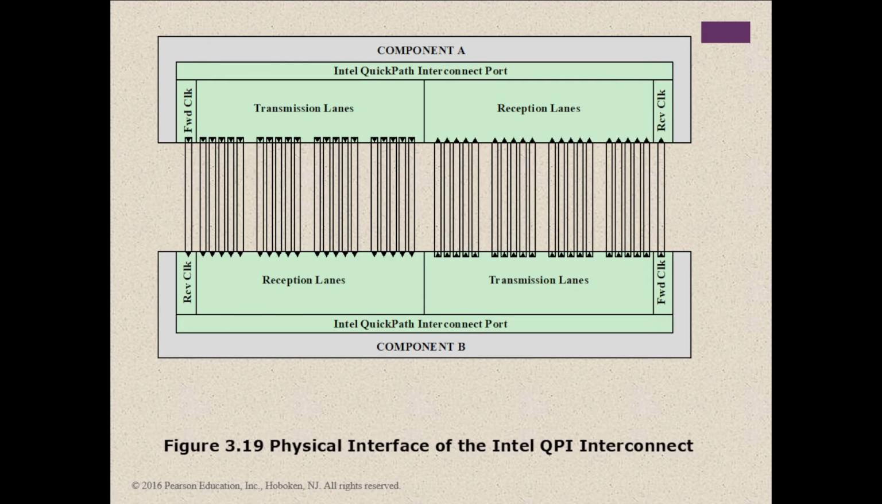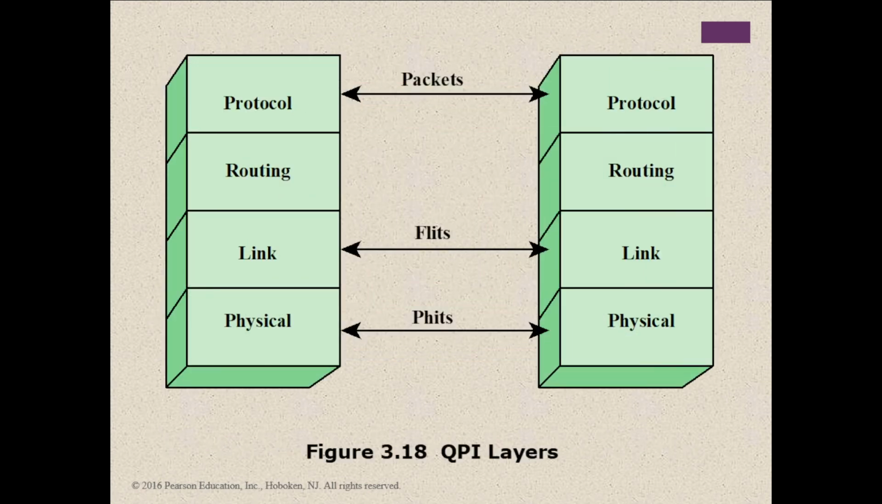And then next, we have the link layer, responsible for reliable transmission and flow control. The link layer's unit of transfer is the 80-bit FLIT, or flow control unit. And then next is the routing layer, which provides the framework for directing packets through the fabric. And last but not the least, we have the protocol layer, the high-level set of rules for exchanging packets of data between devices. A packet is comprised of an integral number of flits.